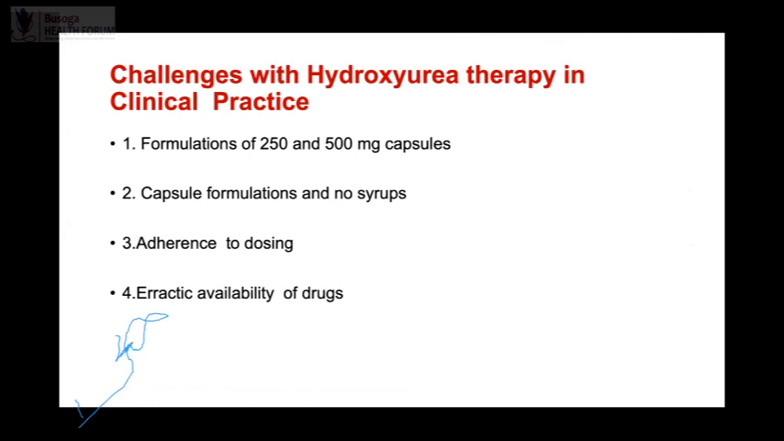Of course, there are no syrups for children. So someone who is 6 months or 9 months, what do you do? The good thing about hydroxyurea is that you can actually dissolve it in milk, you can dissolve it in breast milk, you can dissolve it in juice or in water, and they take it and it's still efficacious.